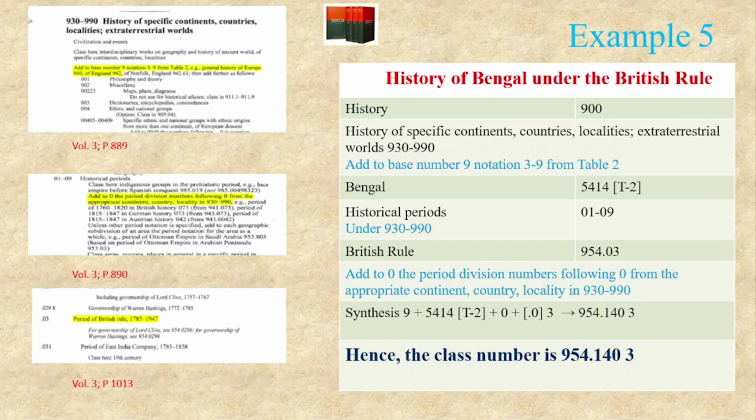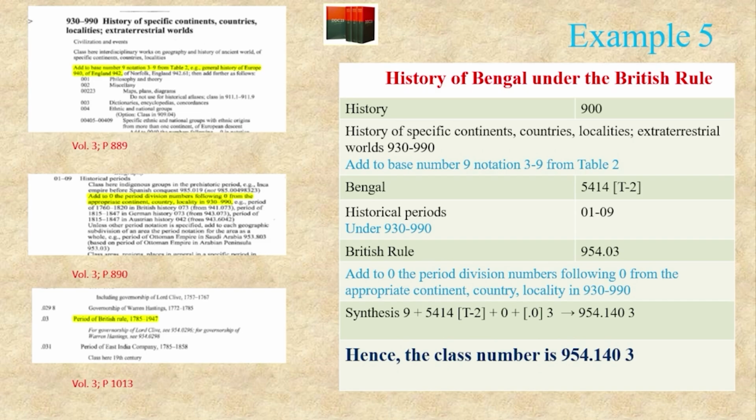Here is another example, that is history of Bengal under the British rule. So first identify the key elements. What are the key elements? First the subject, history, then the geographic focus, that is Bengal, now that is West Bengal, then the historical period, that is British rule. Now determine the main class. History falls under 900, history of Asia falls under 950, history of India falls under 954. West Bengal's number is 5414 from table 2, that is geographic location.